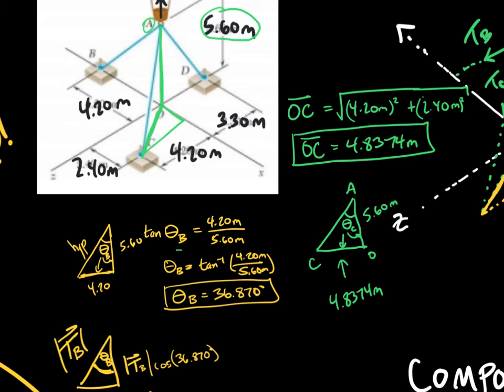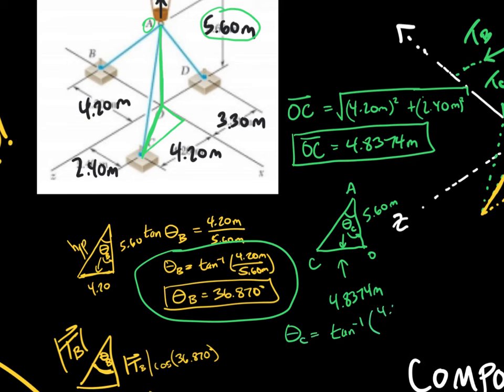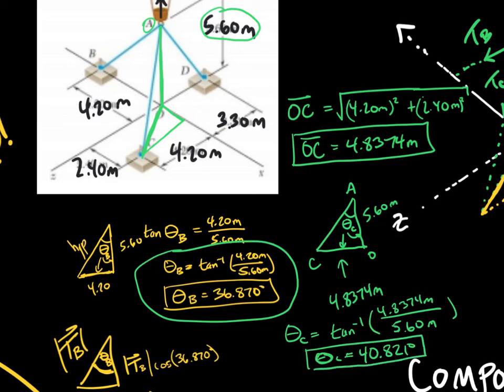So if we follow the pattern I had right here, I can say that the angle theta C equals the inverse tangent of the opposite, 4.8374 meters, divided by the adjacent, which is 5.60 meters. So theta C then is 40.821 degrees. Again, keeping 5 significant digits. Well, we're going to report 3, but we're going to start with that many.